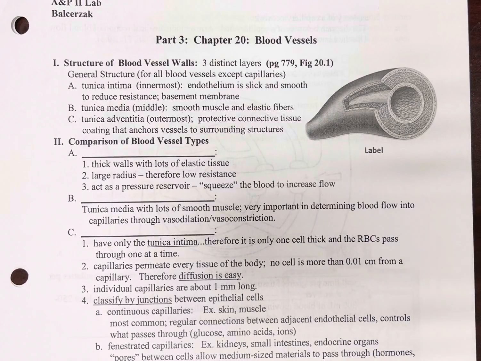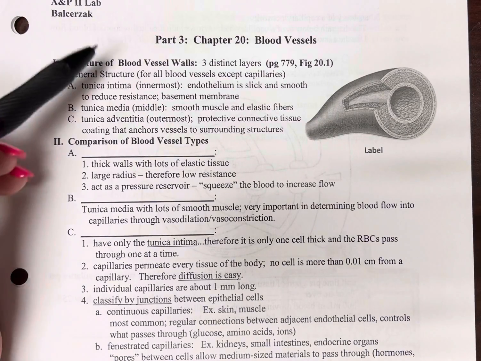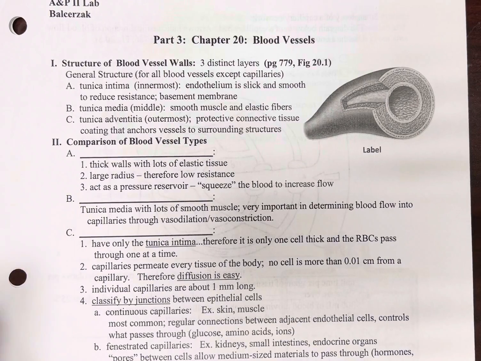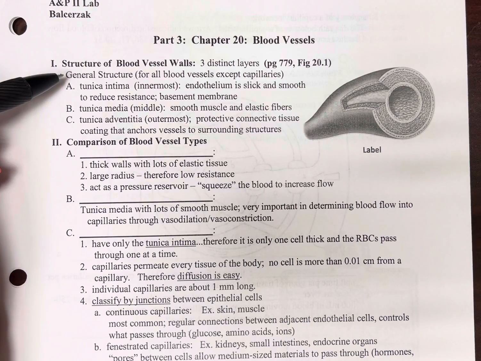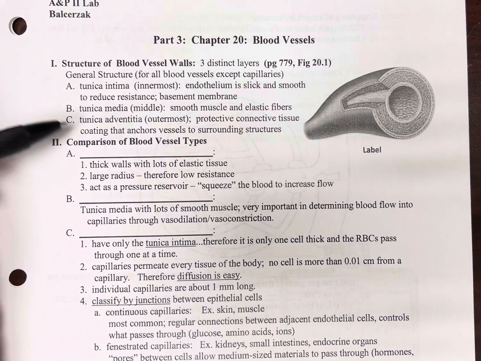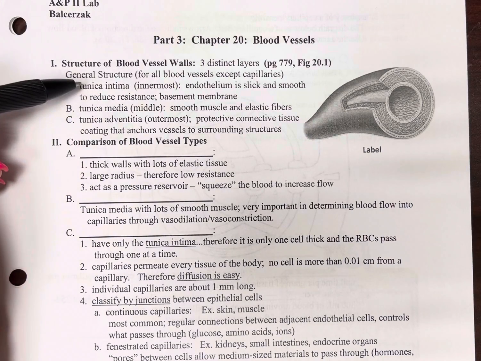So this is A&P2 Lab Unit 1, Part 3. We're going to be talking about blood vessels of the circulatory system. Blood vessels generally have 3 layers, except for our capillaries, which we'll talk about in a little bit.